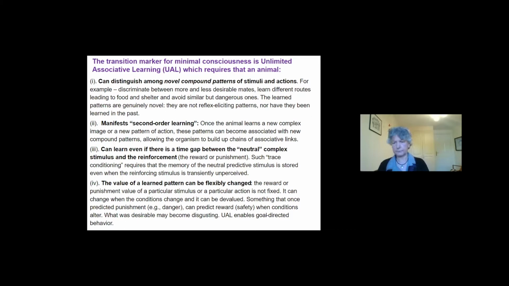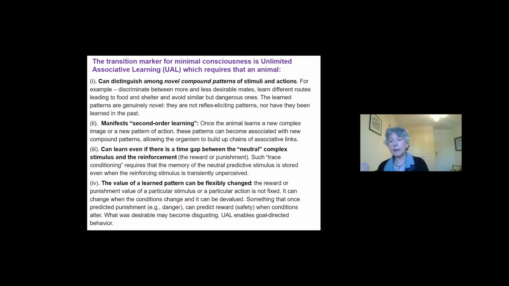So what is this capacity? What do we mean by unlimited? Of course, unlimited is not unlimited in the mathematical sense. It is simply huge. It's a vast capacity for learning in a domain general way about many, many things. And it entails specifically the ability to distinguish among novel compound patterns of stimuli and action. For example, discriminate between more or less desirable mates.